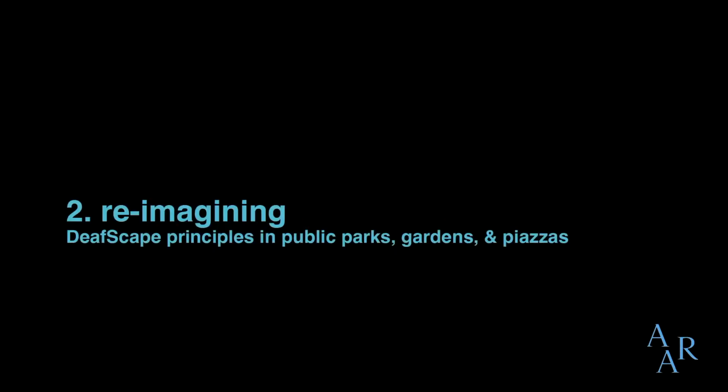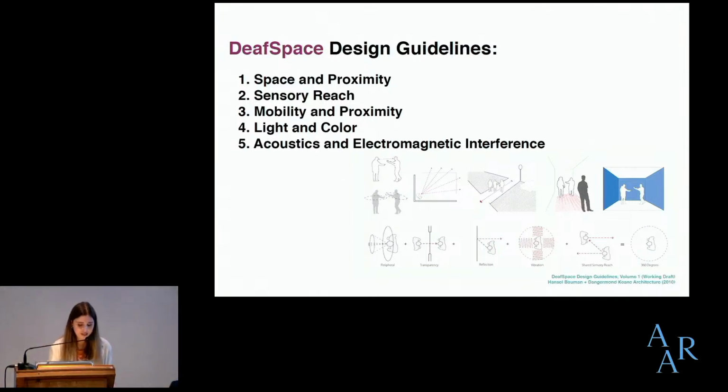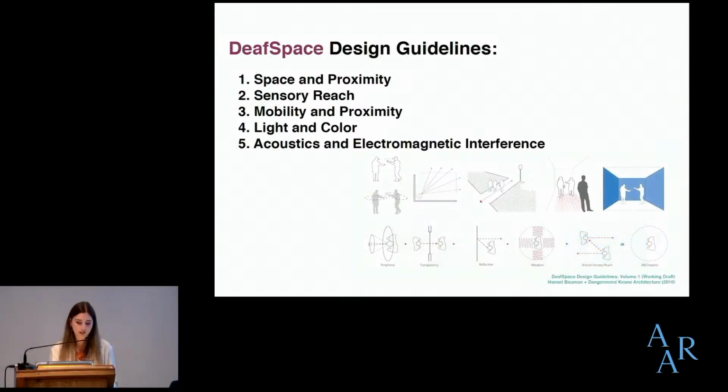My second project and larger project is a reimagining of landscapes, public parks, gardens, and piazzas in the Eternal City through the lens of Deafscape. Deafspace is a concept of design created by Gallaudet University's deaf community, which is the only deaf university in the world. The Deafspace design guidelines include many principles to design spaces where deaf and hard-of-hearing people can not only access but flourish. There are 5 main sections which highlight the importance of providing deaf folks a 360-degree sensory reach or understanding around the body, and also enough visibility and space to communicate.